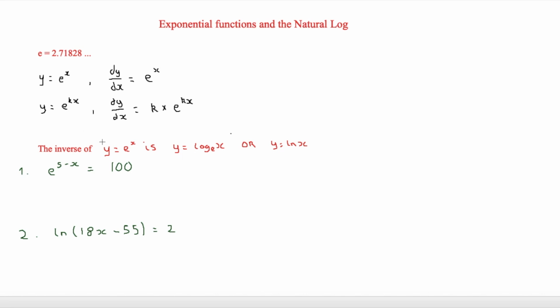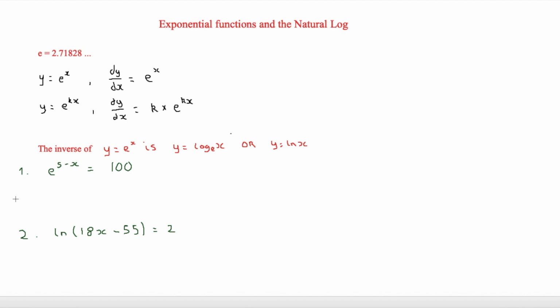But the next thing we need to know is about the natural log, and we'll start using a little bit of the natural log in these two questions here. And y equals e to the x, the inverse of that is y equals log base e of x. Now that can be simplified and written as y is equal to ln x. So if you start looking at some questions here of how we can use this inverse in order to find out what x is.